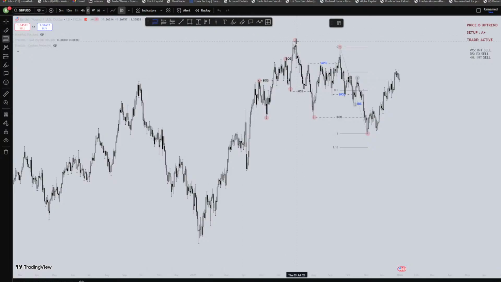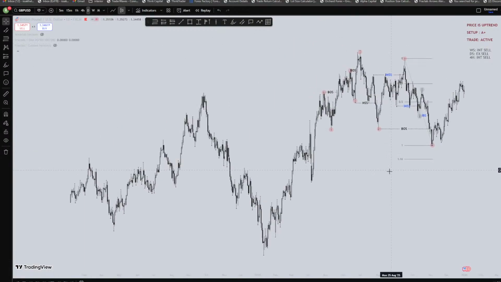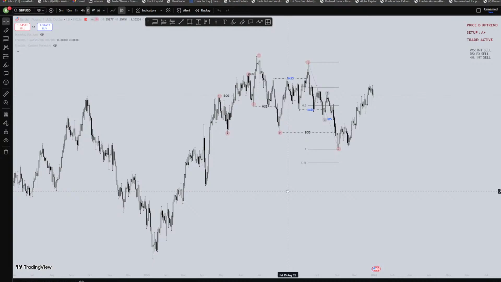Is this high valid? Maybe you can say this high is valid until it touches, but it touched it, so we are waiting for sell bias.